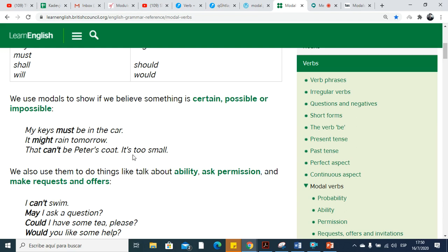That's basically what you're trying to say when you speak like that. When you say, my keys must be in the car. Debí haber dejado las llaves en el carro, o las llaves deben estar en el carro.